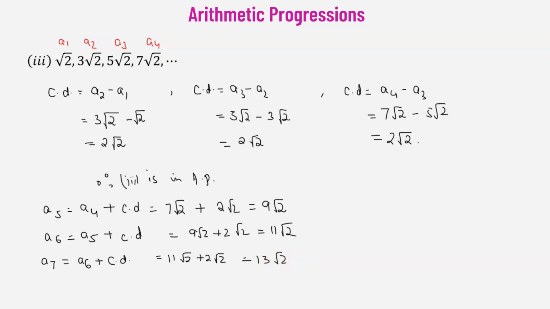Therefore, the numbers in the sequence are square root of 2, comma 3 times square root of 2, comma 5 times square root of 2, comma 7 times square root of 2, comma 9 times square root of 2, comma 11 times square root of 2, and the final term is 13 times square root of 2. So these are the numbers that are in arithmetic progression. Let's move on to the 4th and the final problem.